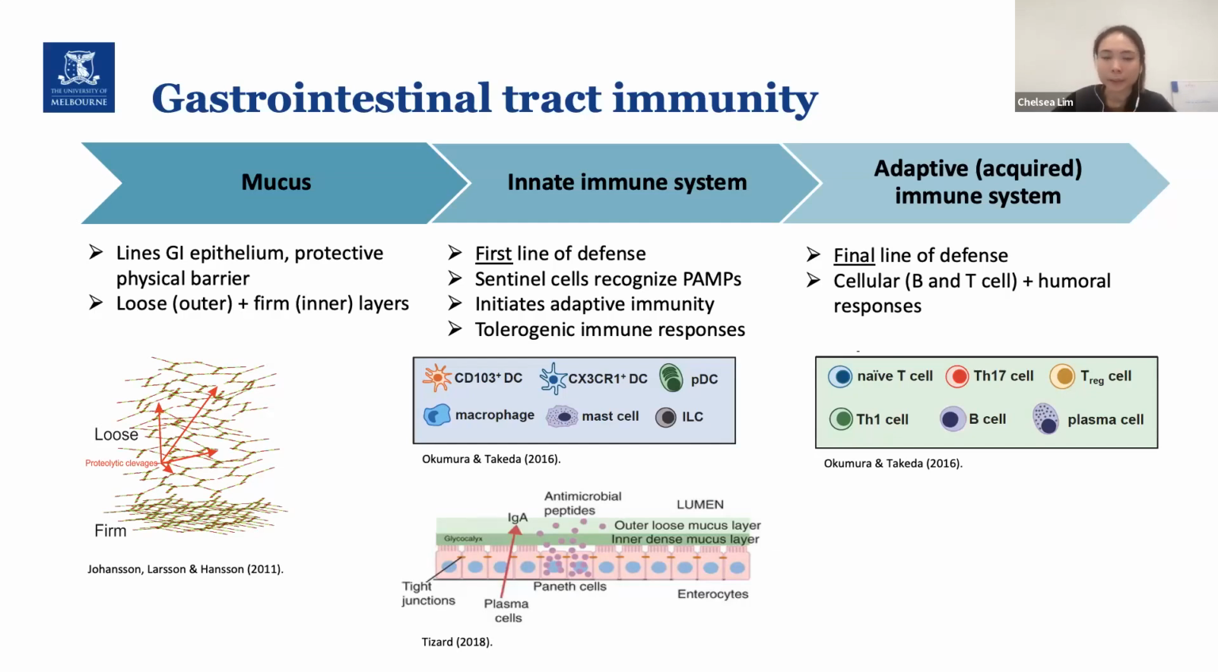The innate immune system is effectively the first line of defense and is composed of various sentinel cells which recognize PAMPs, or pathogen-associated molecular patterns, in the gastrointestinal lumen, which collectively trigger rapid responses against these antigens. Important sentinel cell types include intestinal epithelial cells, which form an effective physical barrier against pathogens, as well as goblet cells. The additional roles of innate immunity include initiation of adaptive immunity and orchestrating tolerogenic immune responses.